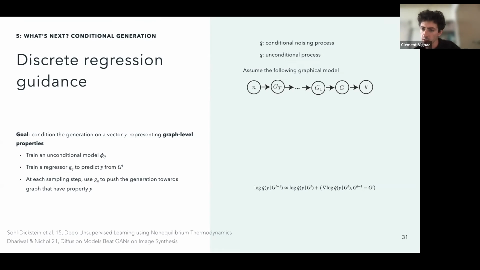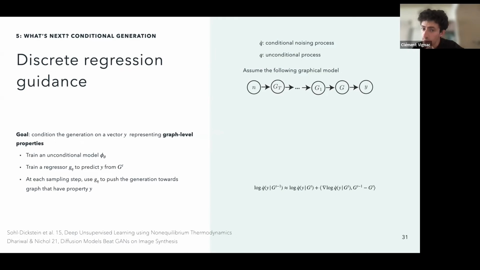The basic idea of guidance is that you use an unconditional model, but in addition to that, you train a regressor to predict the properties. So the regressor takes as input a noisy graph and tries to predict the property of the clean graph. And when you sample, you use the regressor to push the sampling towards the properties that you want.